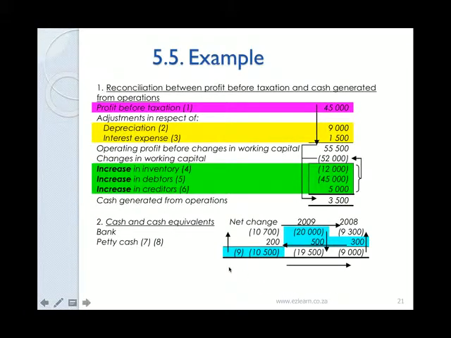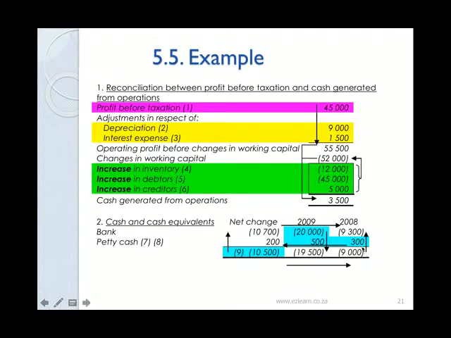We can calculate the figures in our cash and cash equivalents by looking at the change in petty cash, which must obviously have been an inflow of 200 Rand. We can then also work back to find that the net change in bank must have been an outflow of 10,700 Rand. At the same time, we could work out the total at the end of the year as 19,500 Rand and then work backwards to find that the total at the beginning must have been a negative 9,000 Rand.